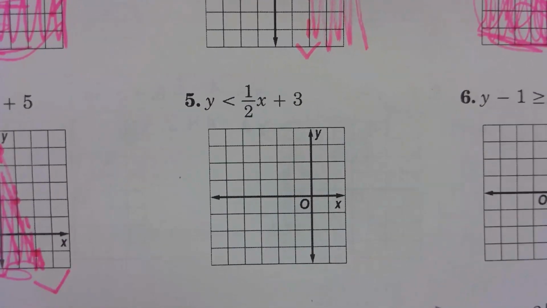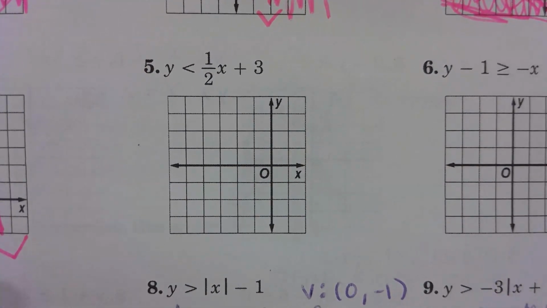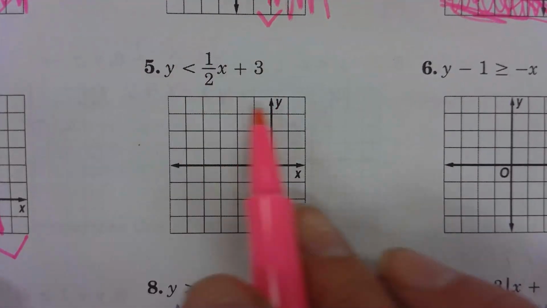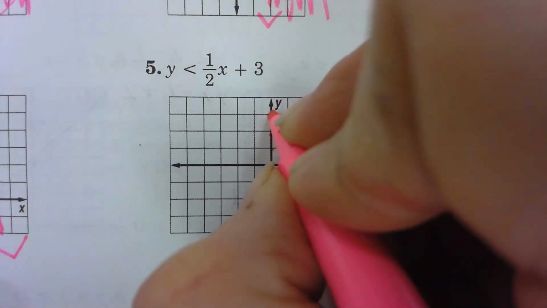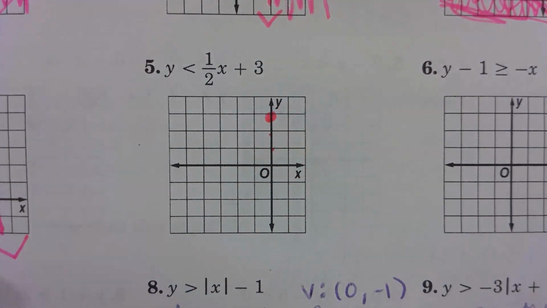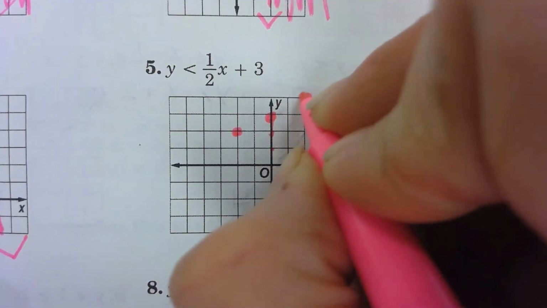Good. All right, number 5. Ryan, what's the y-intercept? Okay, sorry. And number 5, what's my y-intercept? 3. Perfect. Okay, and Kerrigan, what is my slope? So we go down 1 and left 2, or up 1 and right 2.